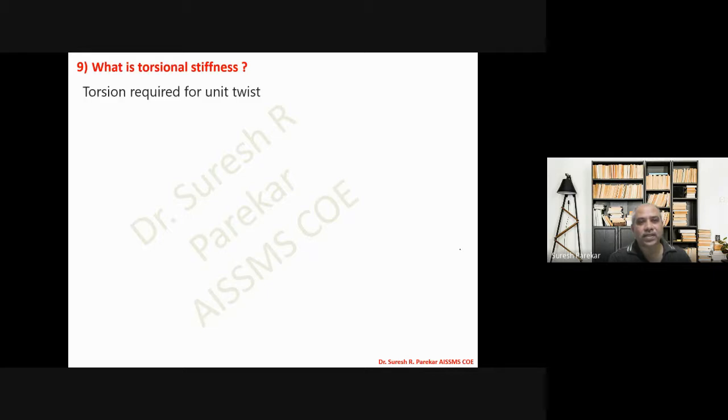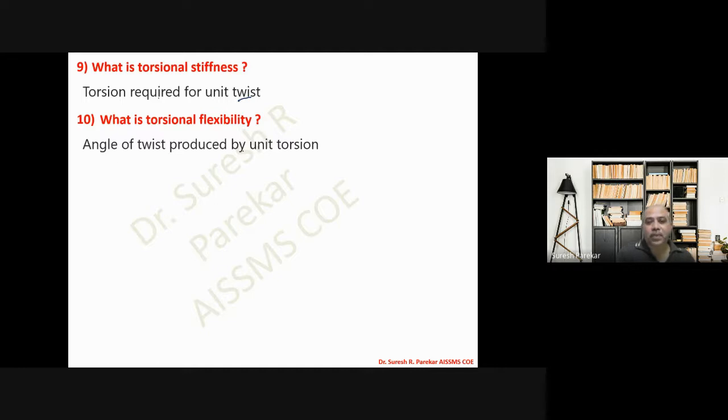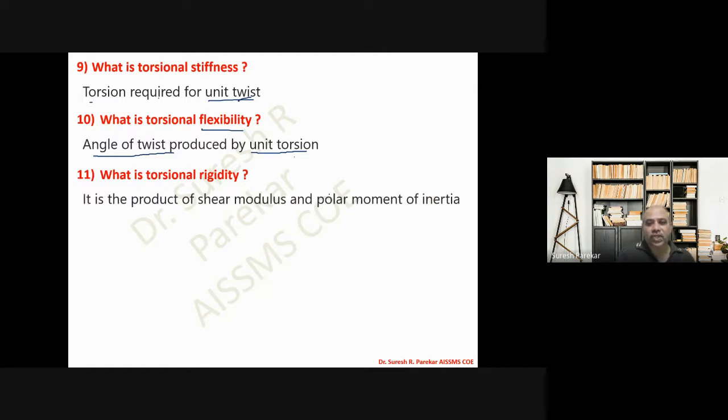What is torsional stiffness? Torsion required for unit twist is known as torsional stiffness. And what is flexibility? It is the angle of twist produced by unit torsion, that is your torsional flexibility. What is torsional rigidity? It is the product of shear modulus and polar moment of inertia, which I can mention as GJ. This is known as your torsional rigidity.